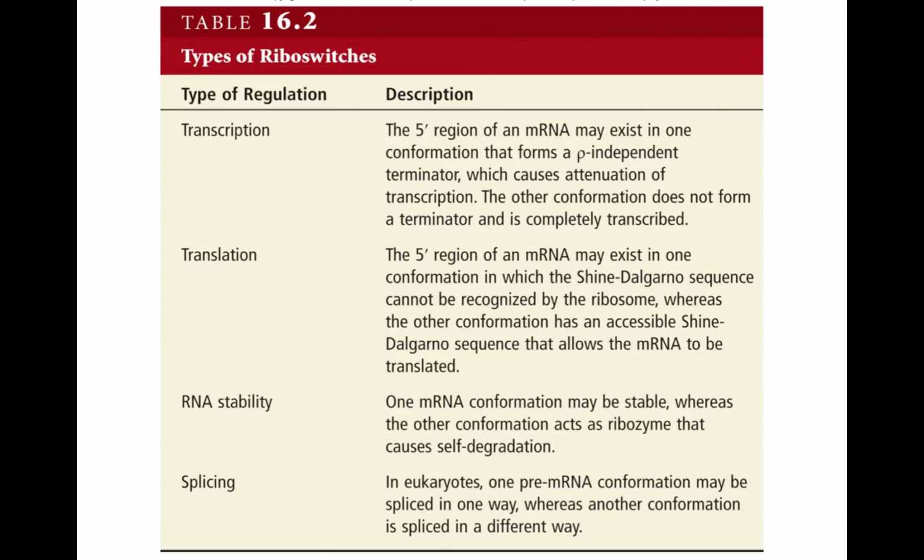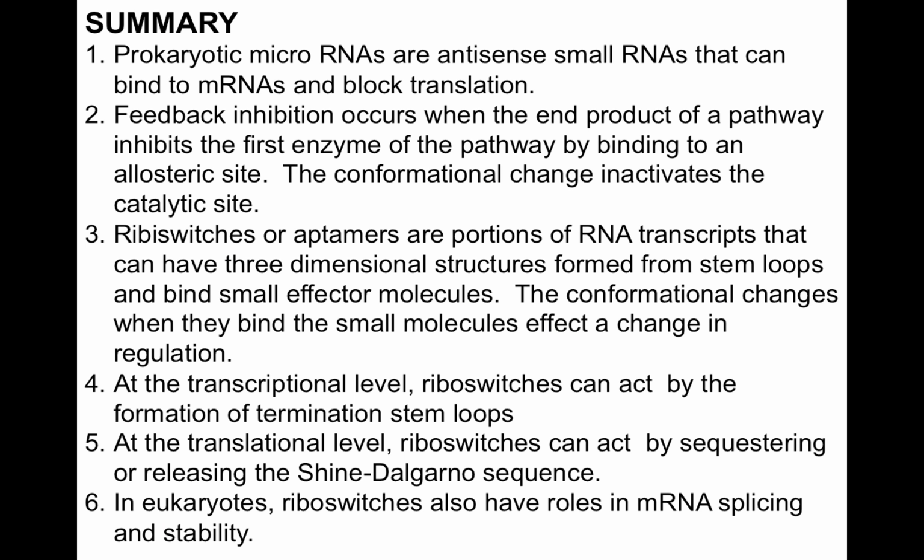So there's lots of different types of riboswitches for transcription, translation, some for RNA stability, some for splicing. Of course, those are going to be in eukaryotes. And you can read more about it in your text or on the net. So in summary, prokaryotic microRNAs are antisense small RNAs that can bind to messenger RNAs and block translation. Feedback inhibition occurs when the end product of a pathway inhibits the first enzyme in the pathway by binding to an allosteric site. The conformational change that happens when the product binds to that allosteric enzyme inactivates the catalytic site.